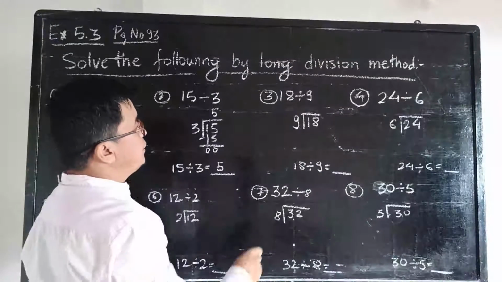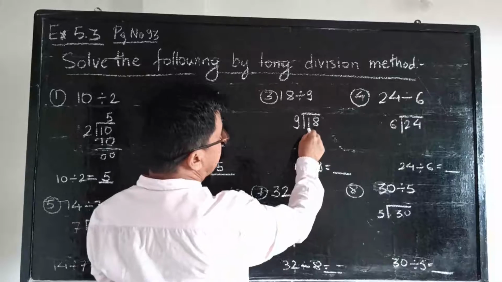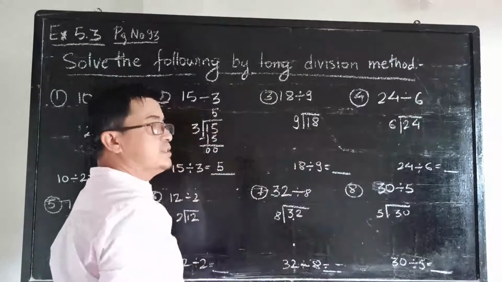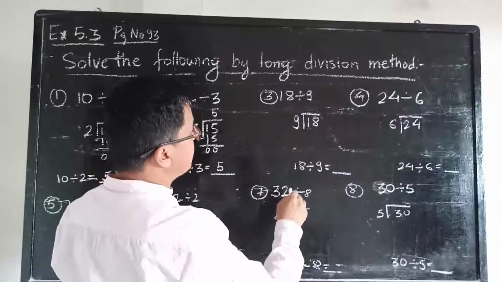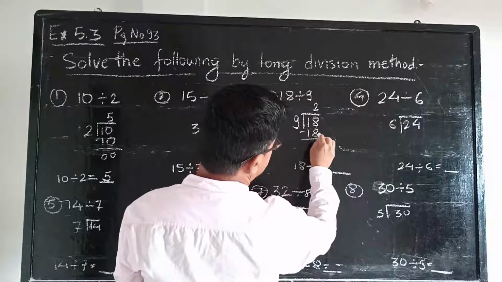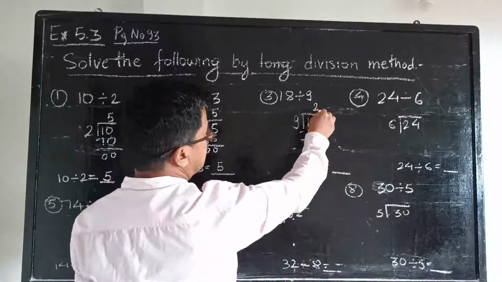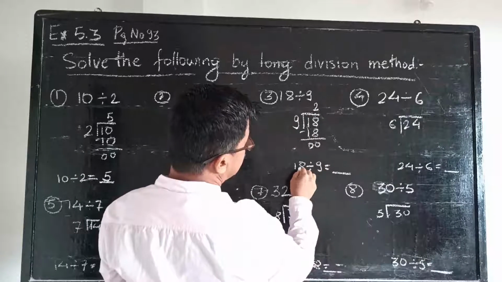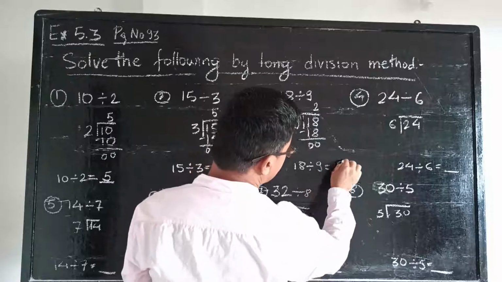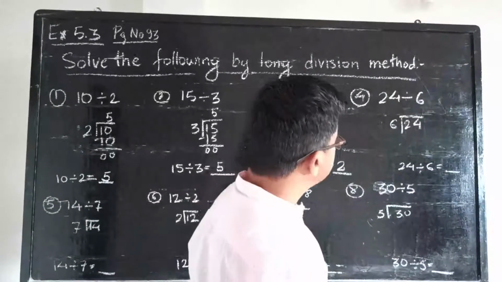Number 3. 18 divided by 9. Now, you cannot take 1 because 1 is smaller than 9, you have to take both numbers, 1, 8, 18. 9 ones are 9, 9 twos are 18. 8 minus 8, 0, 1 minus 1, 0. So, the quotient is 2. 18 divided by 9 is equal to 2.